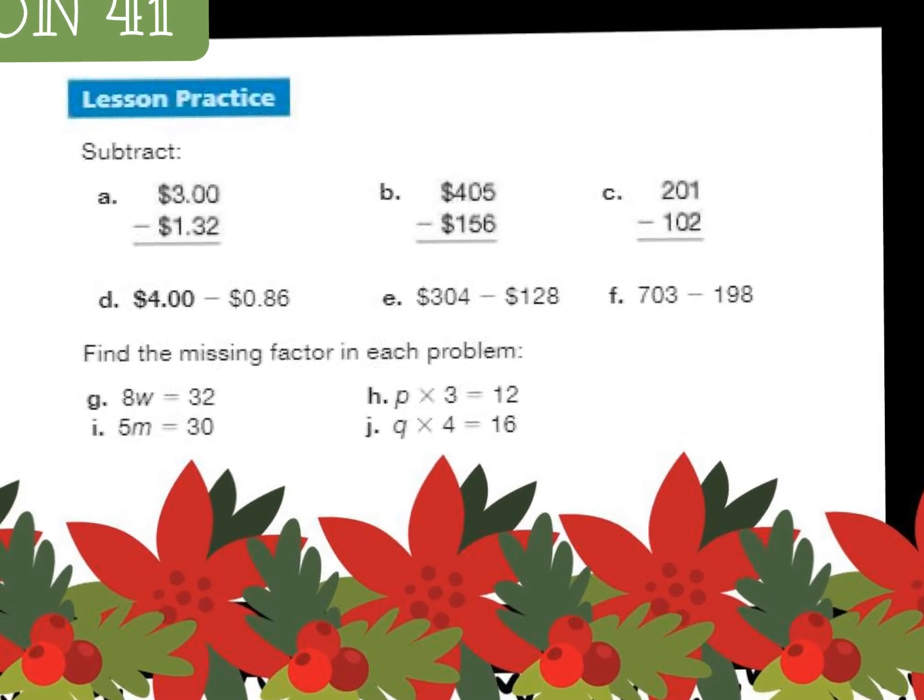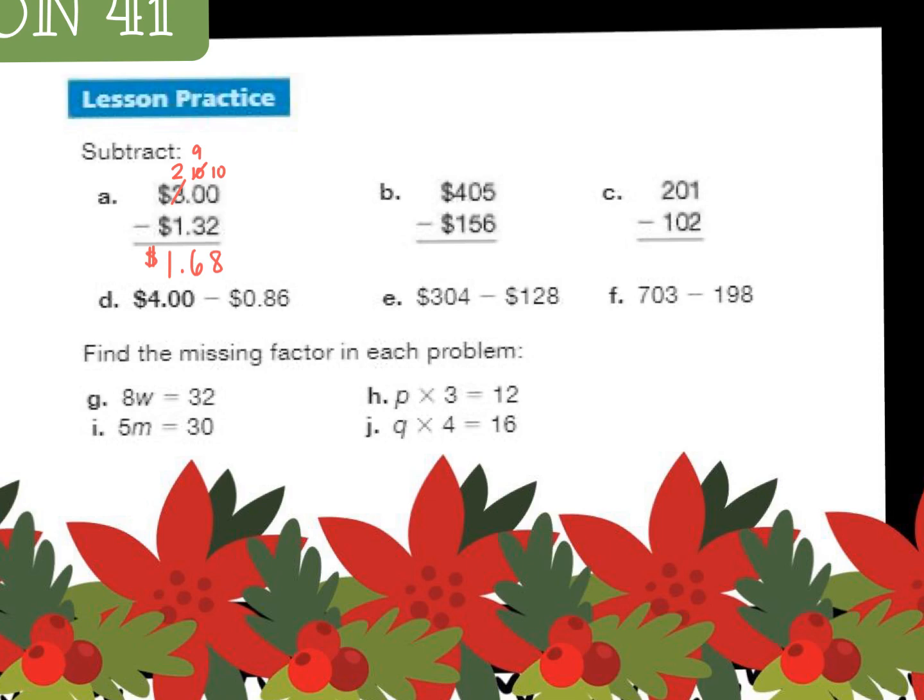$3 minus $1.32. What do I want to do first? Take away the 3 and make it a 2. Okay. And then what happens? And then make the 0 a 10 in the second 0. And then cross off the 10, make it a 9. And then make the last 0 a 10. Okay, very good. So now I can subtract. 10 minus 2 is 8. 9 minus 3 is 6. Bring my decimal down, and 2 minus 1 is 1. So $1.68.